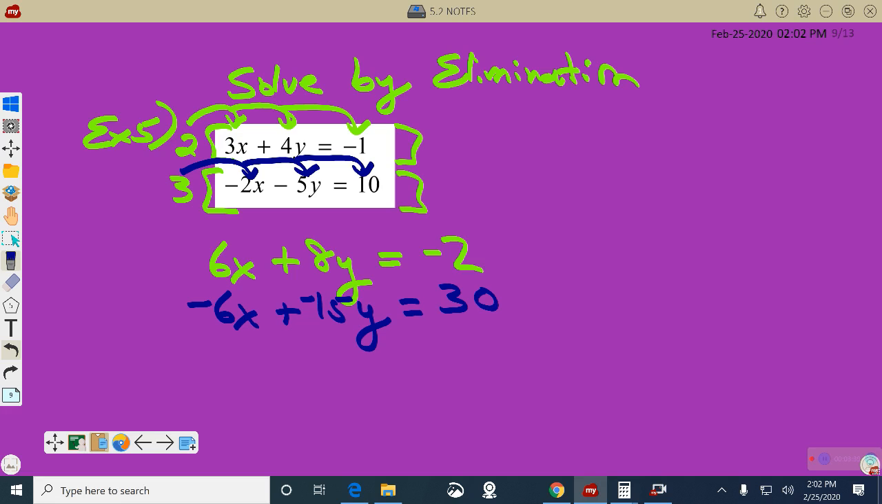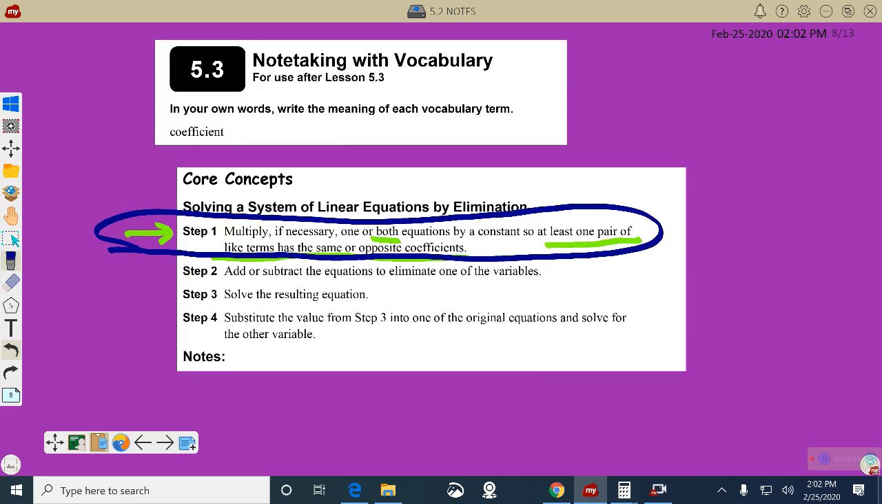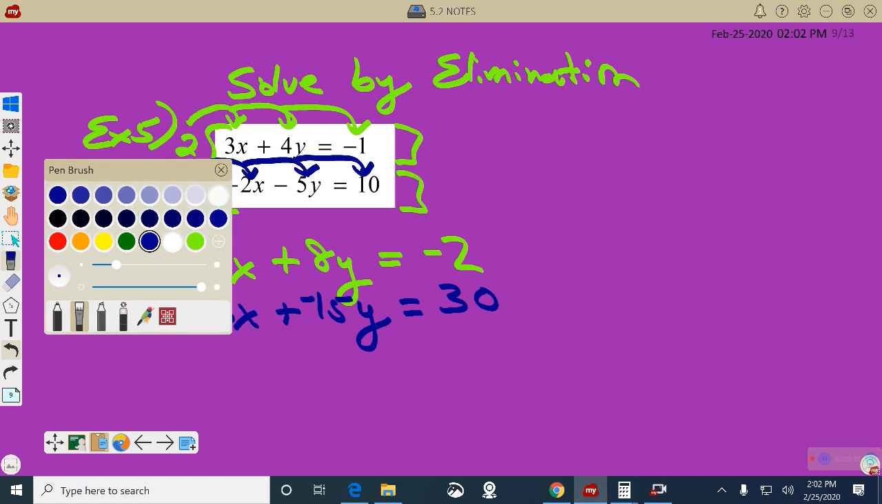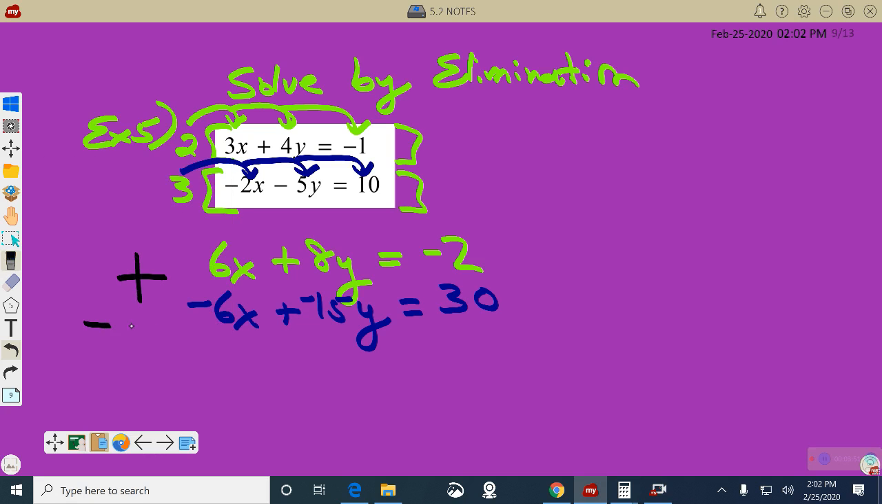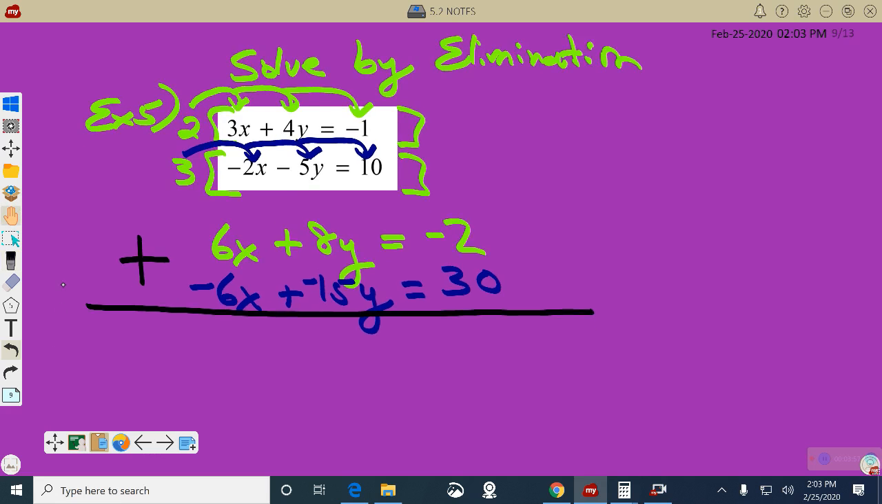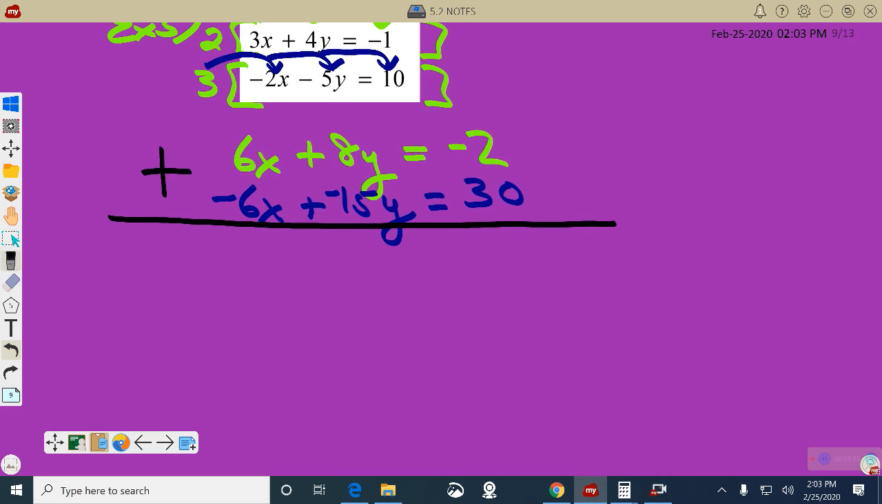Look at step 2 now. Look at step 2. Add or subtract the equations to eliminate one of the variables. Fine, I'll do that. I'm adding these puppies just like we did in warm-up. Watch what happens.